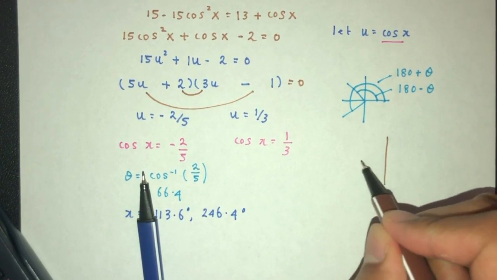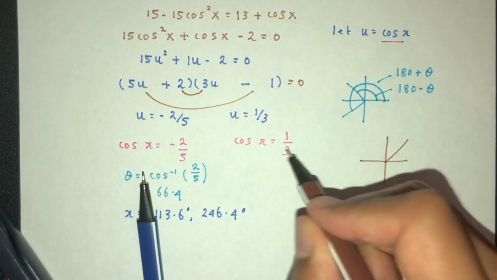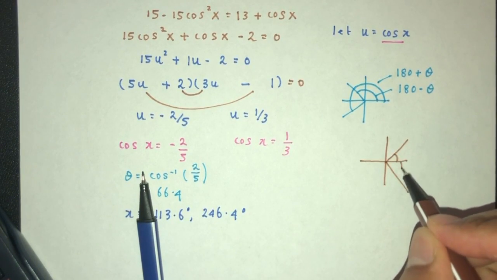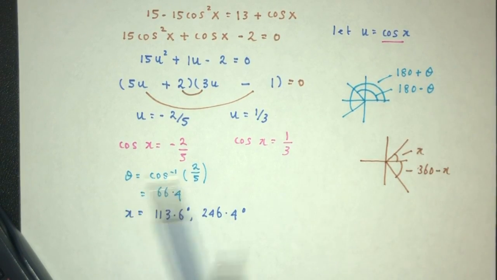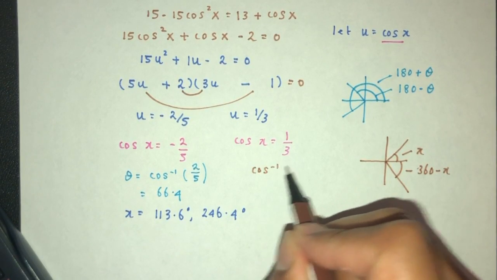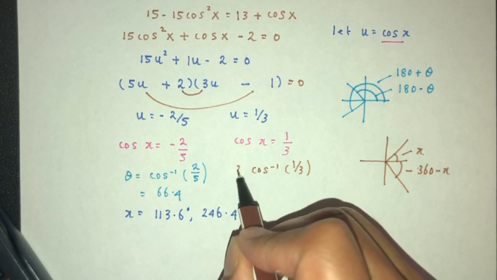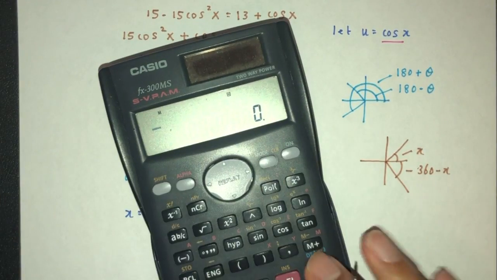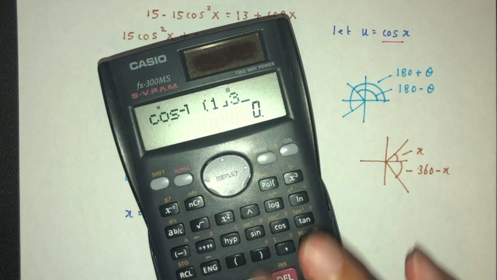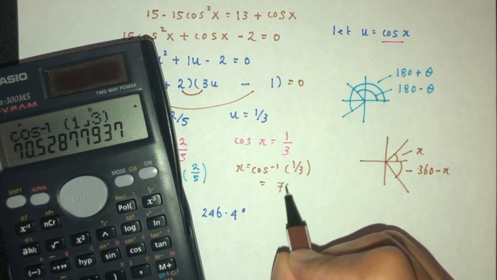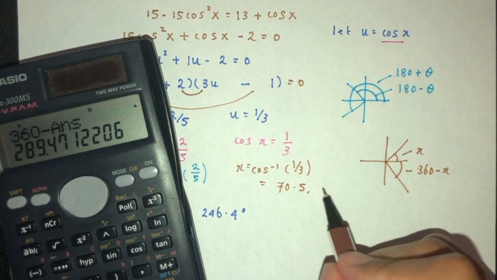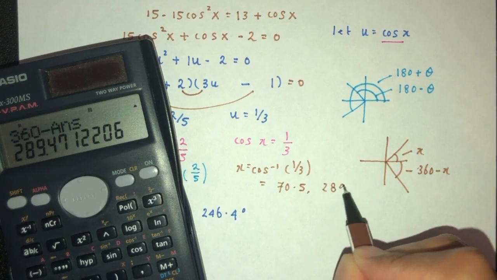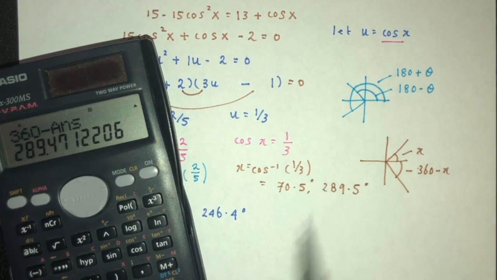Okay. Now for this one, pretty easy as well. Now we know it is positive in the first quadrant and in the fourth quadrant. This is 360 minus x, and this is x directly. Now, whenever it is positive, we can find the angle directly. So cos inverse of 1 over 3, this is x, should be what? 70.5, but also 360 minus x should be 289.5.